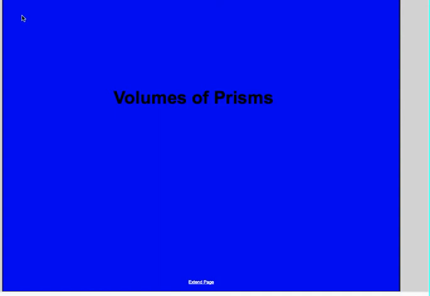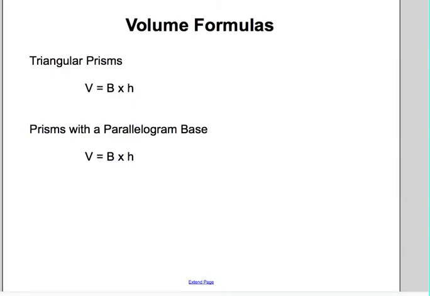In your notebook, I want you to go to the page where you put the heading Volume Formulas. We're going to add a couple of new formulas. So open your notebook to your Volume Formulas page, and I want you to copy down the formulas for triangular prisms and prisms with a parallelogram base.